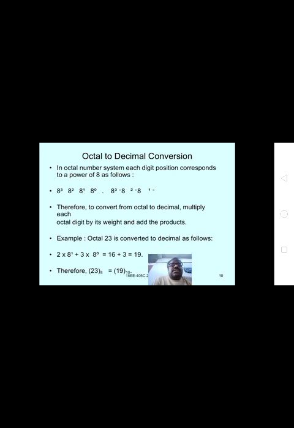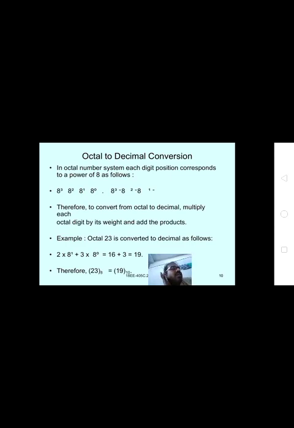Octal to decimal conversion. In the octal number system, each digit position corresponds to a power of 8 as follows. Before the point: 8 power 0, 8 power 1, 8 power 2, 8 power 3. After the point: 8 power minus 1, 8 power minus 2, 8 power minus 3.